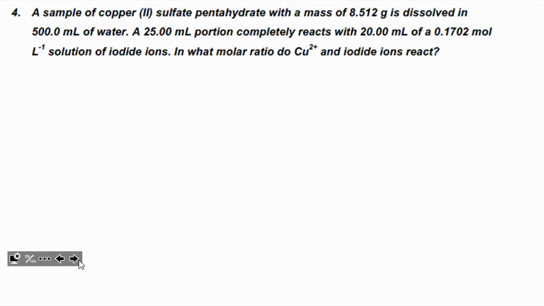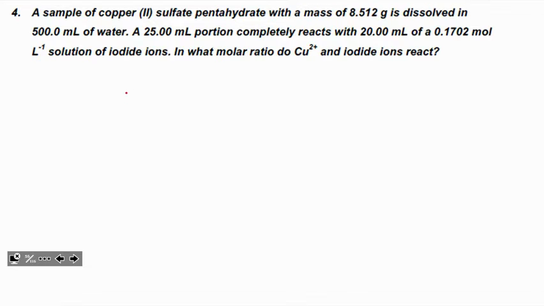Our next problem, we're working with copper sulfate pentahydrate. It has a mass of 8.512. It's dissolved in 500 mils of water. A 25 mil portion sample reacts with 20 mils of 0.1702 molar iodide ions, and they want to know the molar ratio of the copper 2 ions to the iodine ions in the reaction.